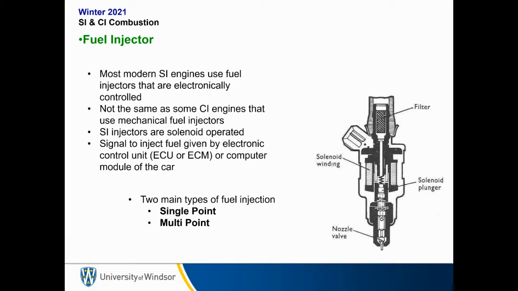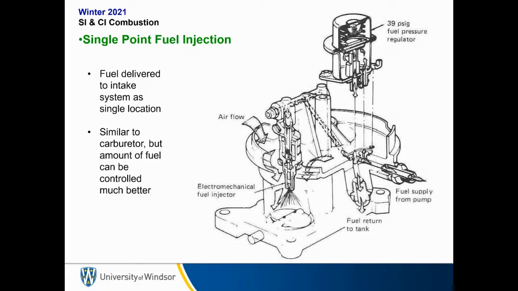Now there's two types of fuel injection. There's single point and multi-point. Single point is, as it sounds, fuel delivery to the intake system at a single location. This is very similar to a carburetor, because a carburetor delivers fuel into the intake in a single location, except the total amount of fuel can be controlled much better. So we can control the total air-fuel ratio, but we can't control the air-fuel ratio per cylinder. It's still a global air-fuel ratio, if you will.